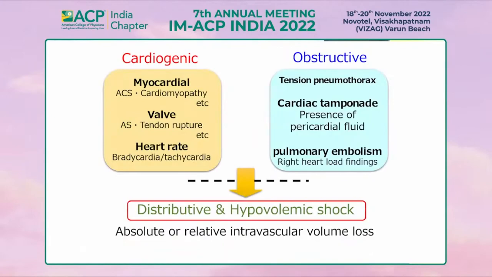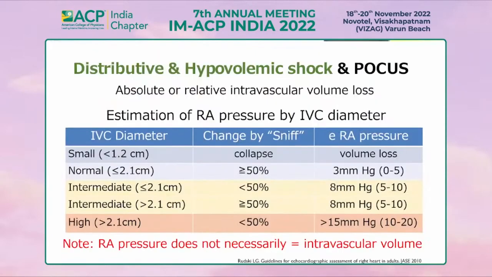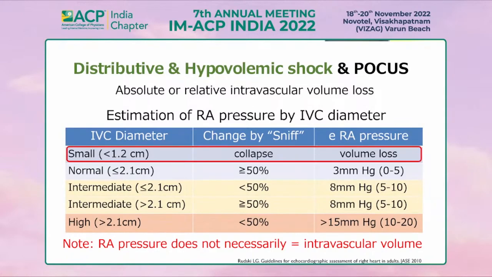Last part is distributive and hypovolemic shock. Atrial pressure can be estimated by IVC diameter and the rate of change of IVC diameter by sniffing. The table shows the estimated atrial pressure. The most useful part of this table is that if the IVC has collapsed, there is an intravascular volume loss. For other findings, atrial pressure can be estimated, but it is important to note that atrial pressure does not equal intravascular volume.